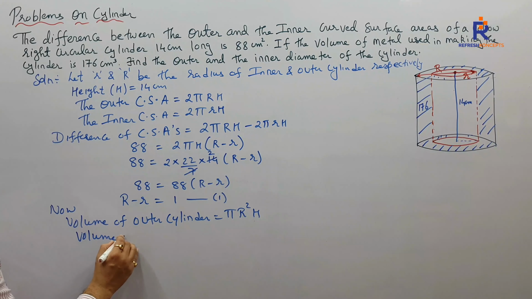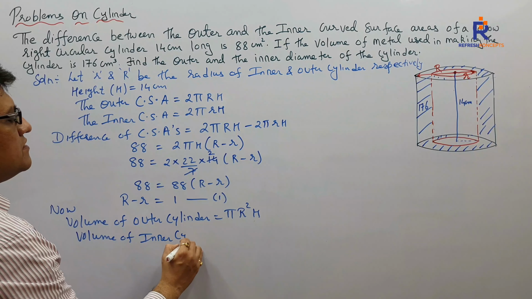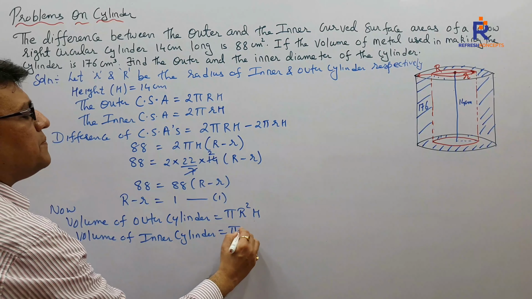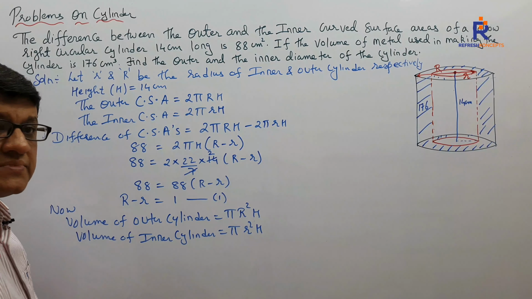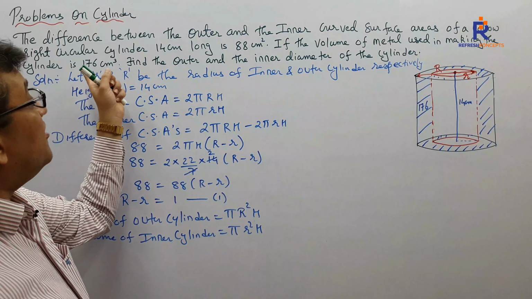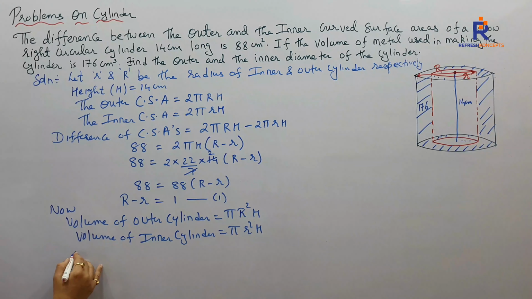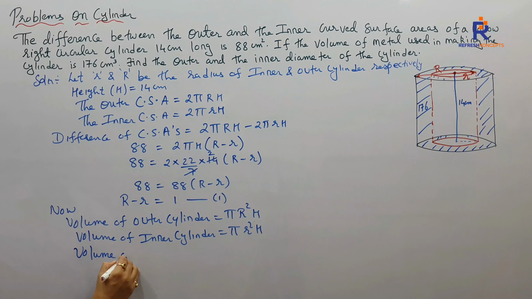Volume of inner cylinder is pi small r square capital H. We know that volume of metal is nothing but outer minus inner. So their language is what we are going to make use of. Volume of metal is nothing but volume of outer, I'm not writing cylinder, minus volume of inner. What is volume of outer? Pi capital R square capital H. What is inner? Pi small r square capital H.